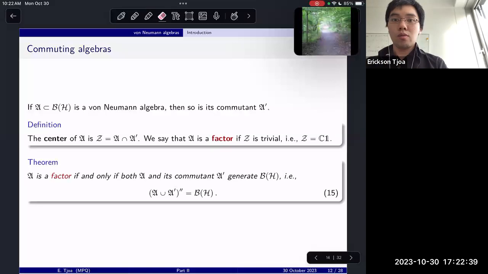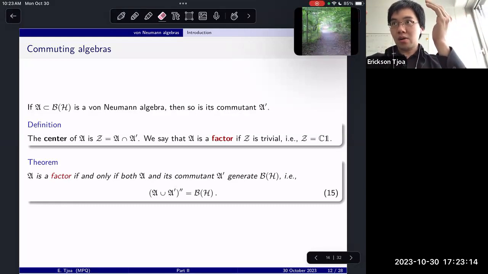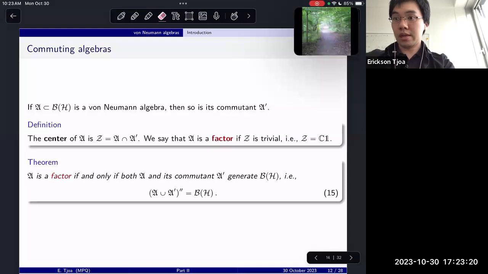In fact, a well-known theorem in the theory of von Neumann algebras is that A is a factor if and only if, together with its commutant, it generates the entire bounded operators on the Hilbert space. So if you take the A union A prime, this is actually a math frak A, the algebra union its commutant means you take all the combinations of the products of these two elements, and then you take the bicommutant. If you get the whole thing, you get a factor.